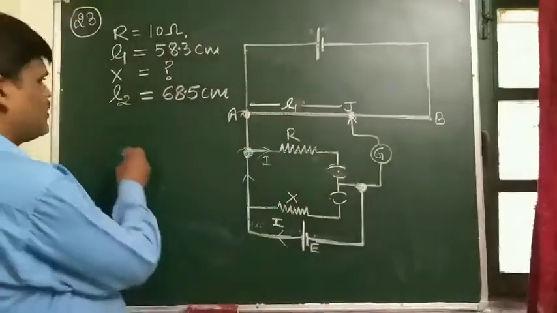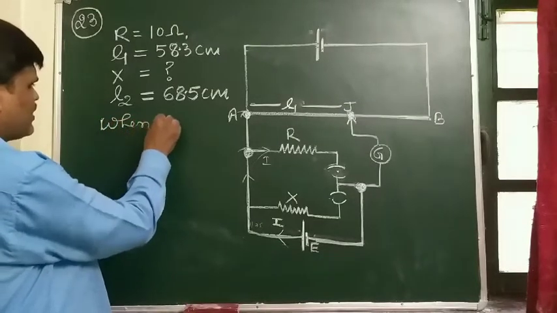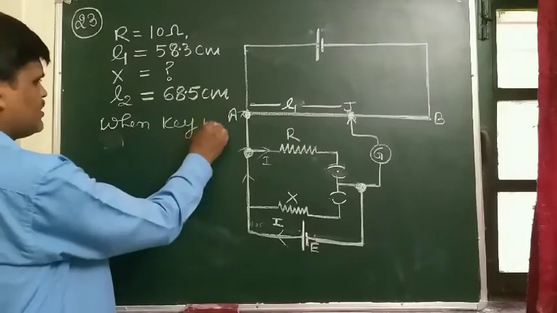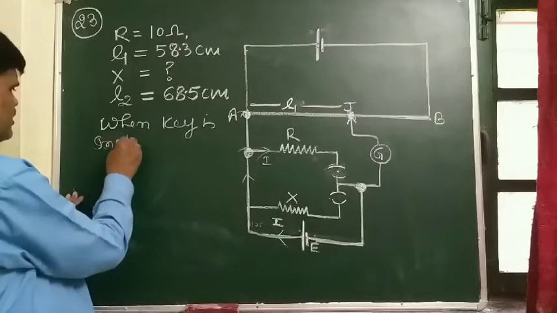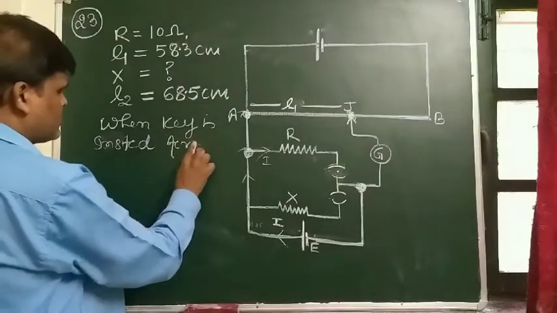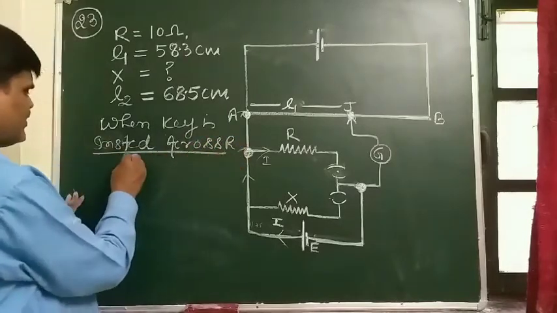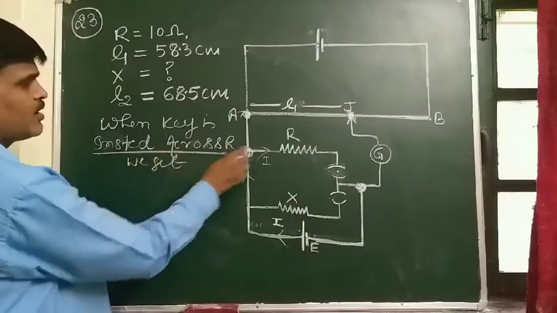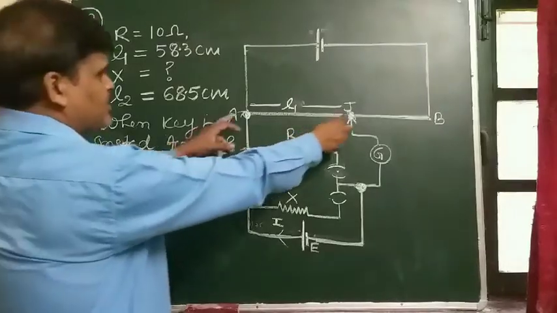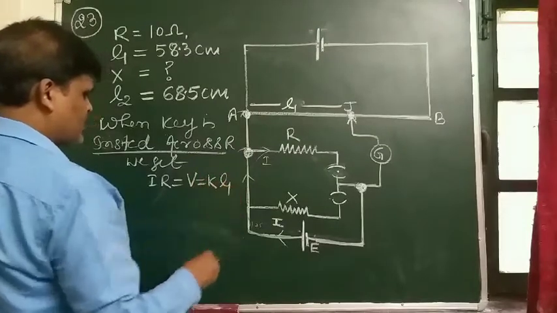And student, in the first case, when the key is inserted across R, we get the potential drop across R as IR, and the potential drop across AJ is V, and V is equal to K L1, you know that.